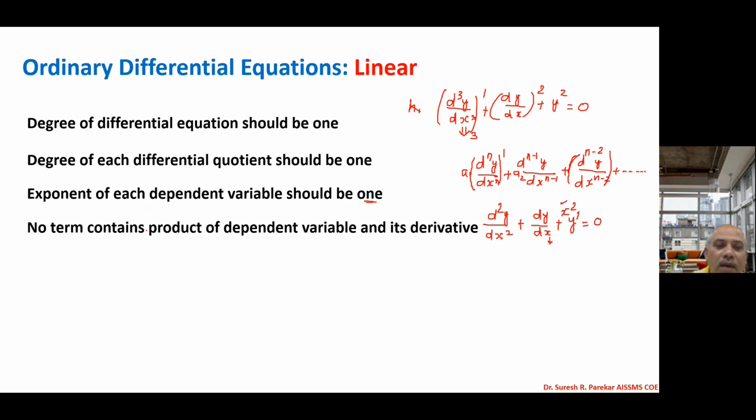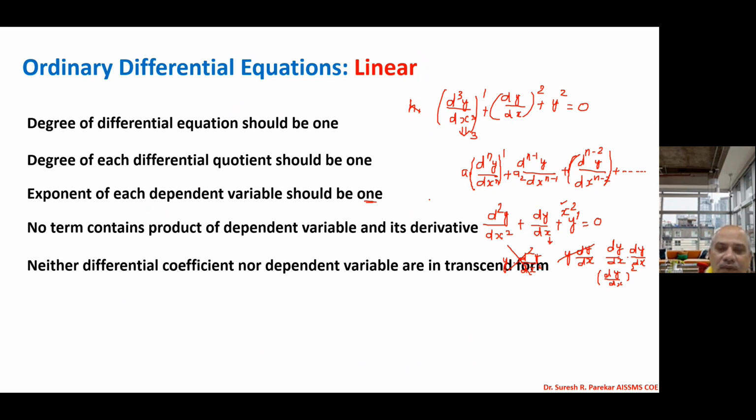Then no term contains a product of the dependent variable and its derivatives. What does it mean? It should not be y into d2y by dx square. Not allowed. Or you should not have y into dy by dx. Not allowed. Then dy by dx into dy by dx is not allowed, because then we will have dy by dx to the power 2, which is not allowed. So a product of the same terms or different terms is not allowed. If present, then the equation is non-linear.